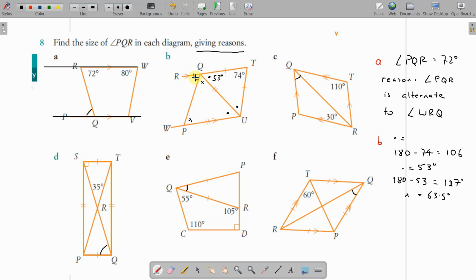And as I said, they're alternate, so angle PQR equals 63.5. Reason? We've got it in stages. Stage 1, angle TQU is 53. QUP is alternate to that. Q, U, P, alternate, so equal.